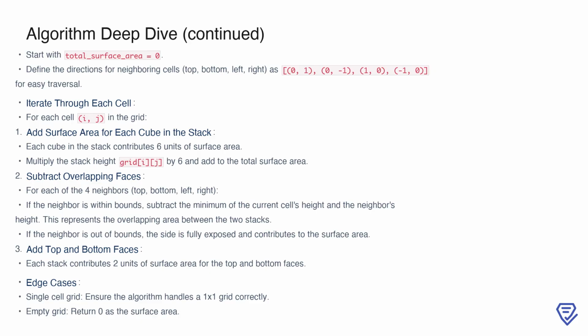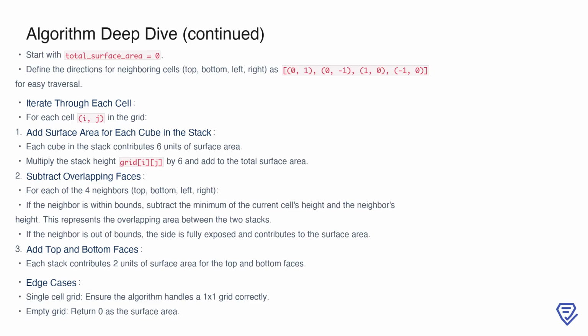Each cube in the stack has 6 faces, so the initial surface area is 6 * grid[i][j]. We then subtract the overlapping areas for each of the 4 neighbors. For each neighbor, if it is within bounds of the grid, we subtract the minimum of the current cell's height and the neighbor's height, as this represents the shared face between the 2 stacks. If the neighbor is out of bounds, the side is fully exposed and contributes its full area to the surface total. Additionally, each stack contributes 2 units of surface area for its top and bottom faces, which we add separately.